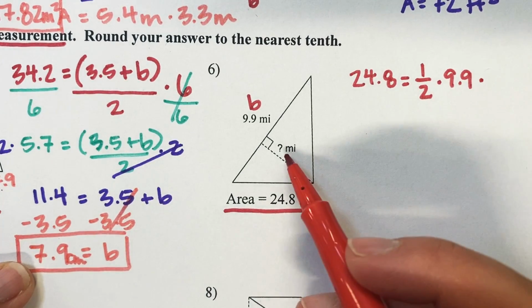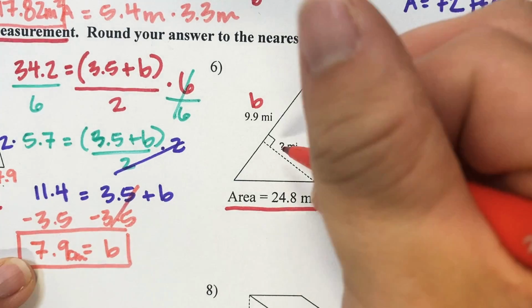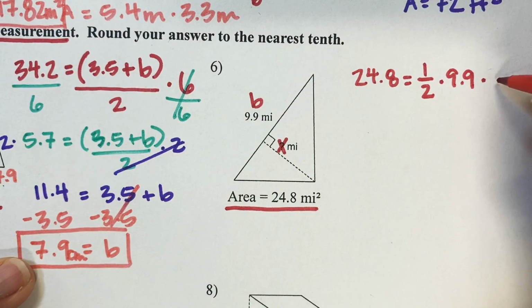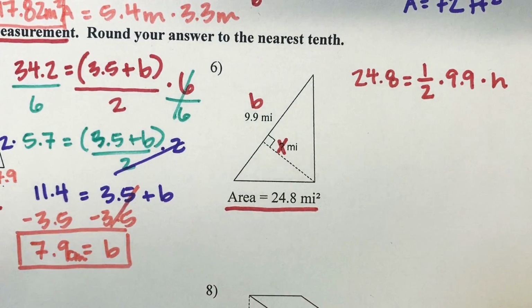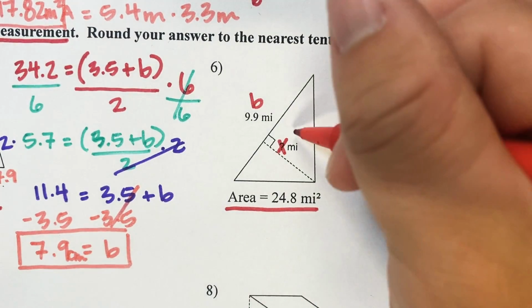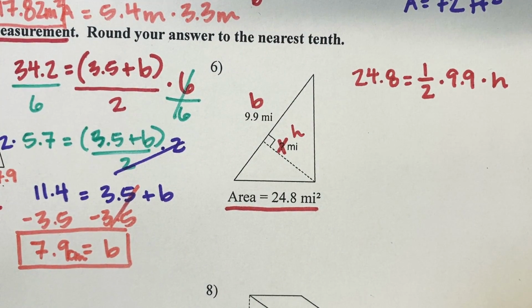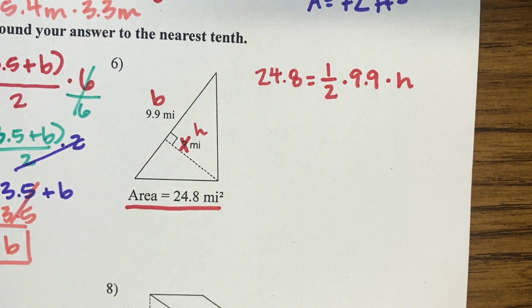And multiplied by my height. What is my height? Okay, well, that's the x. That's what we don't know. Or we can label it as h, because that is our height. Okay, well, let's go ahead and solve.